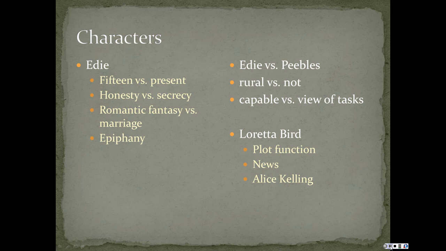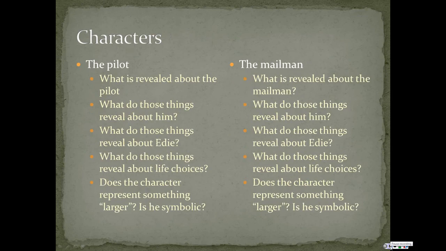She brings the news of the pilot, lets us know what's going on. She also brings Alice Kelling. When we look at the pilot versus the mailman, we can look at what's revealed about Chris Waters, what those things tell us about him, what they tell us about Edie, what they reveal about life choices, and we can consider whether or not the character represents something larger. Does he symbolize something beyond just her first romantic encounter?